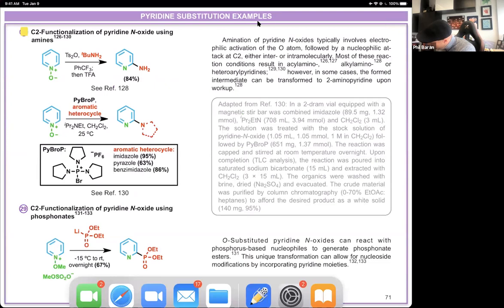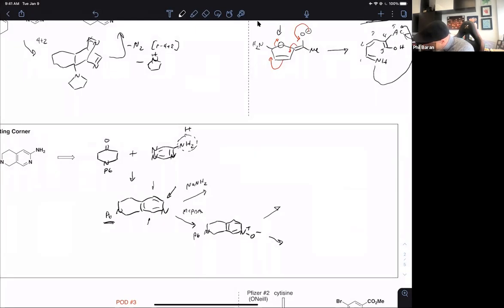All right, so we go back here to the consulting suggestion and we say to them, well, you can use tosic anhydride, you can use PyBroP, whatever you want, and that will get you to NHR, where R can be equal to H, or it can be equal to whatever they want. You could also recommend POCl3.